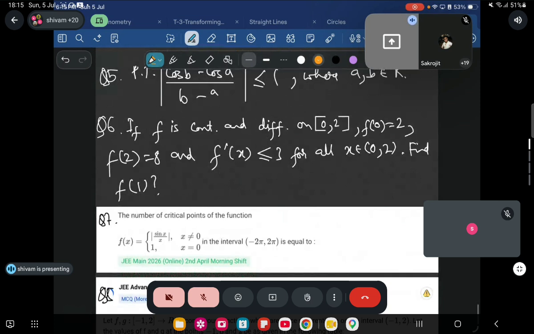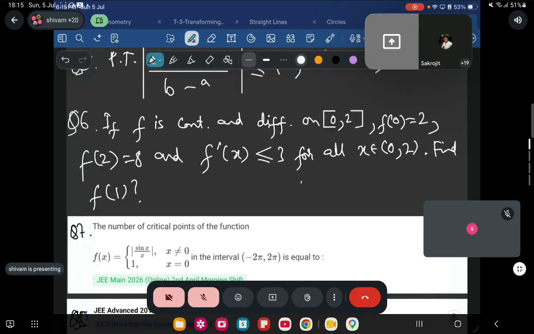Next, number 6. What is the answer given? For 6 you got f of 1 is equal to 5. What did you get, everyone? 5. F of x was 3x plus 2. Anyone having any doubt, you can ask me. I'll explain. Okay, so Arjo, pay attention.